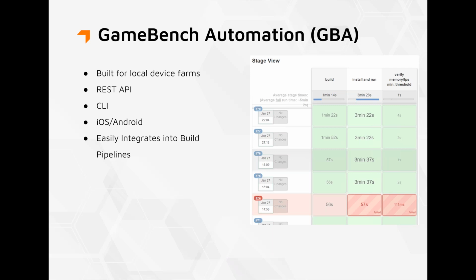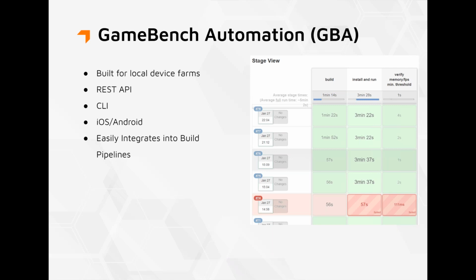So it's a wide variety, and you may end up getting data from different sources or in different formats, depending on whether it's iOS or Android. At GameBench, we offer a tool called GameBench Automation, or GBA, which is primarily built for local device farms. I don't know of any deployments right now that are using a remote device farm, but primarily for local device farms. We have both a REST API and a command line integration available.